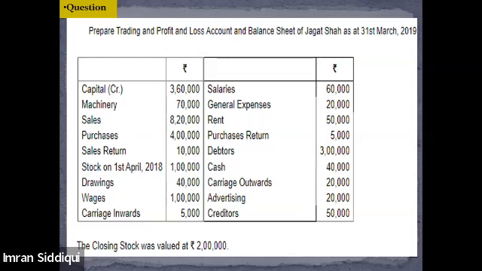I hope it is clear to all of you, Ratika, Zainab, and Labiba. Yes, sir. So do you think you'll be able to prepare the final accounts for this question, whether you'll be able to prepare the trading P&L or balance sheet or not? Yes, sir. If you attempt this question, it will take around 15 minutes. So I'm giving you around 15 minutes to see if you can solve it or not.